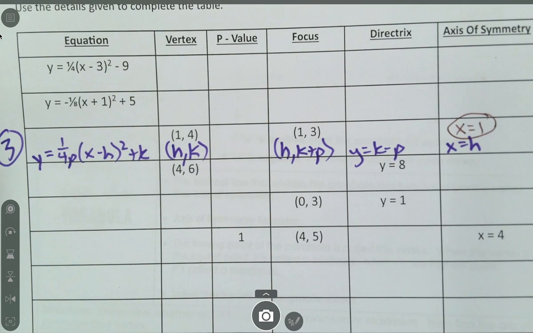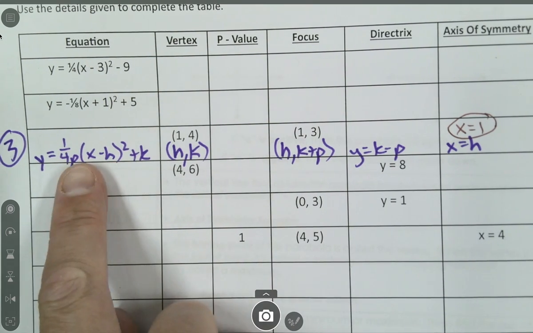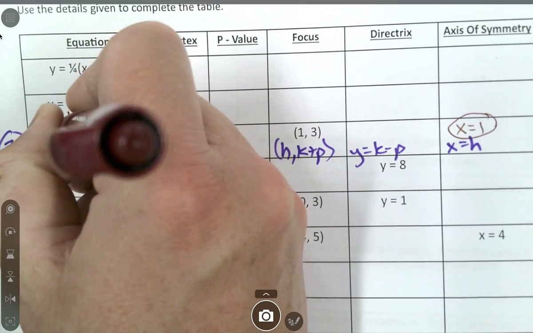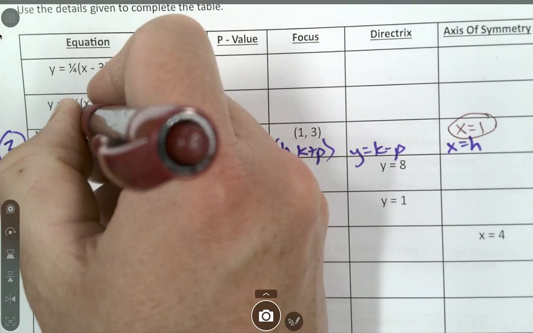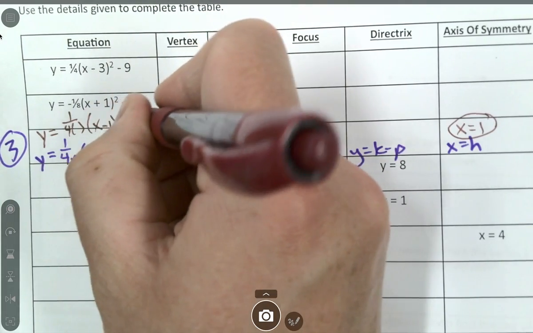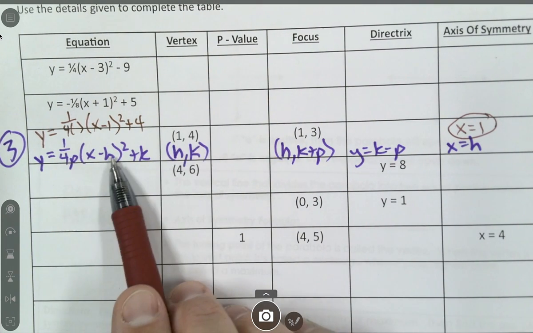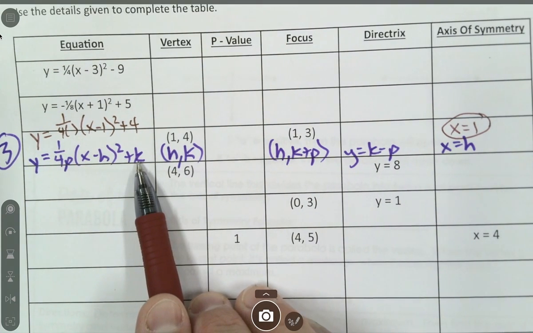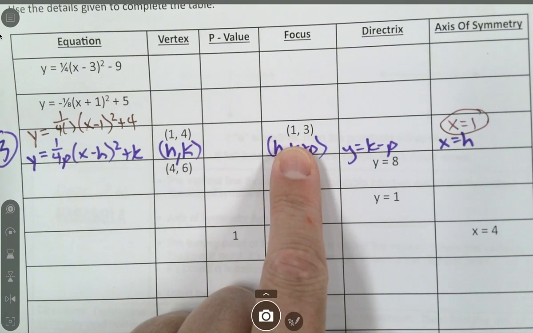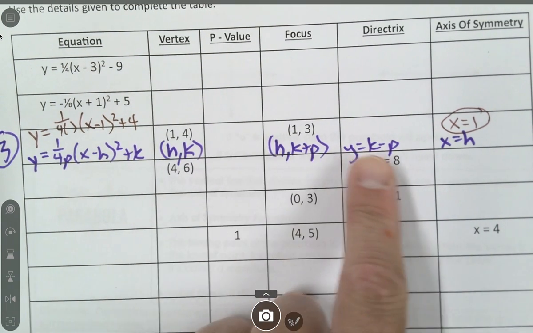Now, I also know that I have y equals 1 over 4p. I don't know what my p is, but I do know my x value, again, is 1, and my k value is 4. I'm just inputting 1 and 4 for the h and the k. So I need my p-value, and that will help me find my directrix. I'm going to go back to my whiteboard, because my whiteboard is going to give me what I need. So I'm going to write down the vertex and the focus, and that will give me my p-value and my directrix, and that will help me solve the equation.